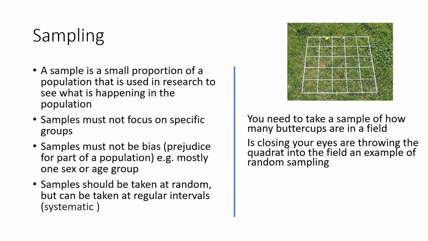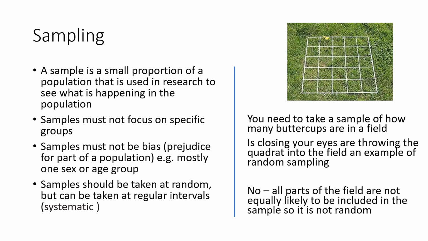And one of the classic things is that if we throw that quadrat into a field, is it an example of random sampling? If we close our eyes and throw it, is that random? Well, believe it or not, the answer is no, because all parts of the field are not equally likely to be included. The place that you're standing on is not going to be included. The places behind you are not going to be included.